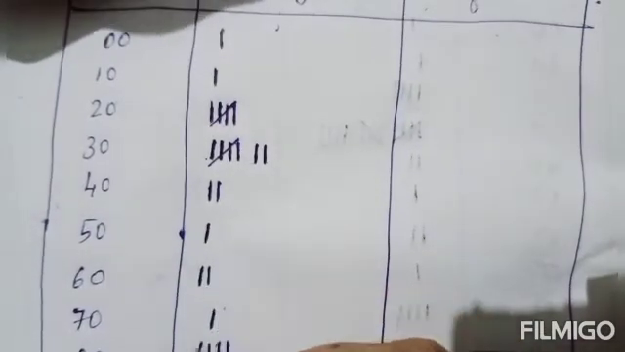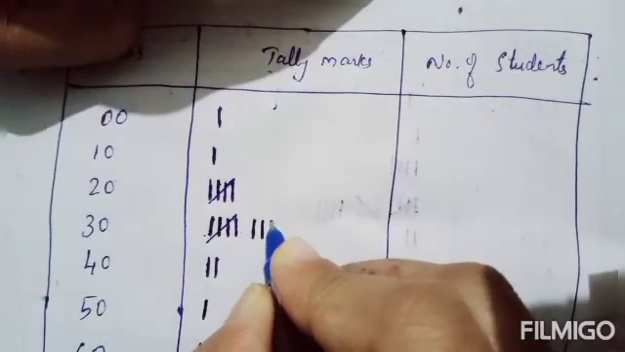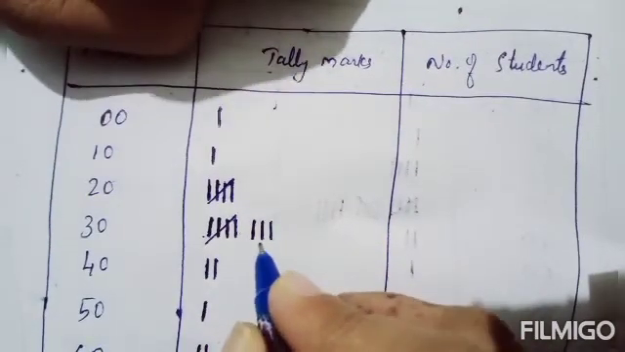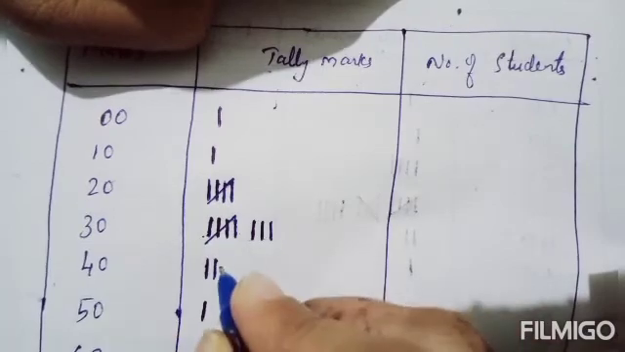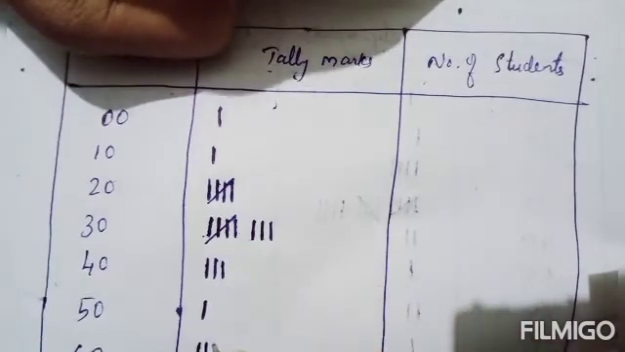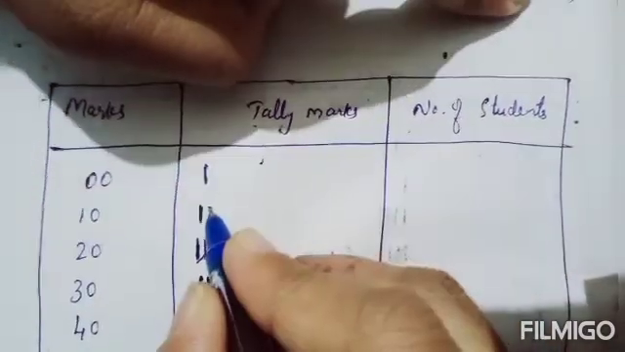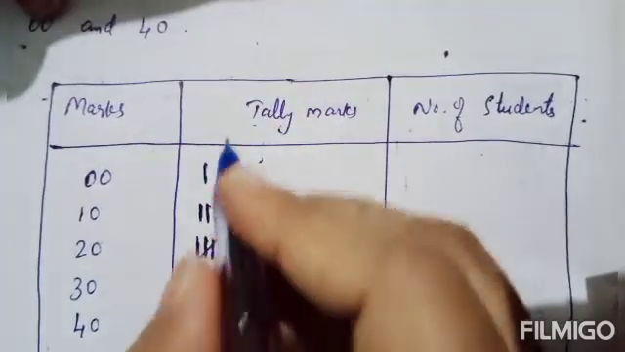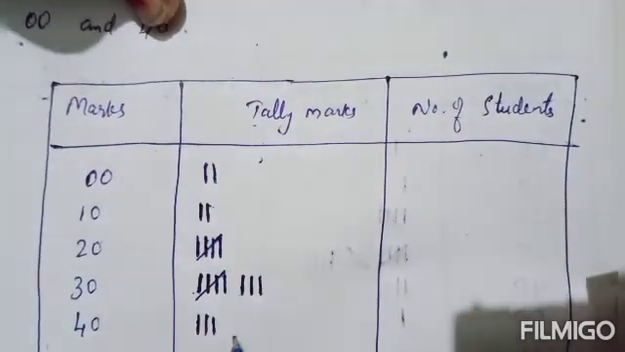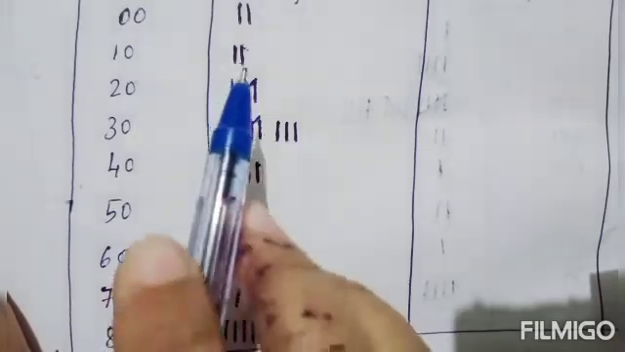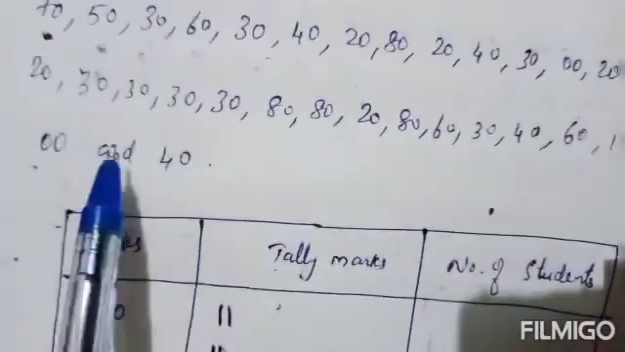Again 80, then 60, 30. So one more bar you can put. Okay. 40, then 60, then 10 here. Okay, then 0, last 40. Okay, now marking this bar, we put the bar according to their numbers.